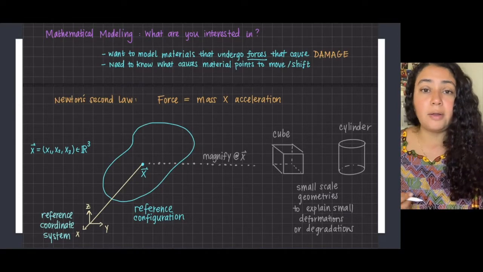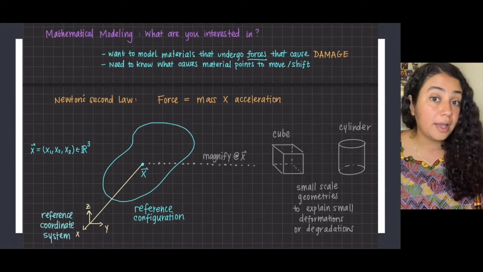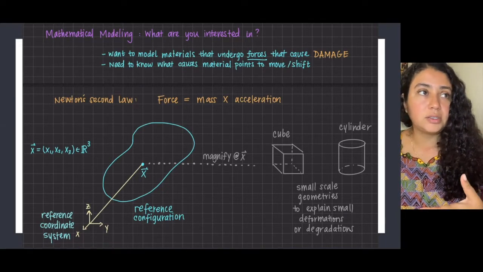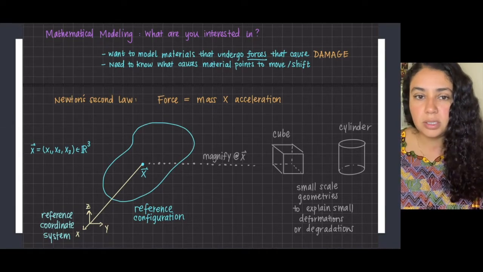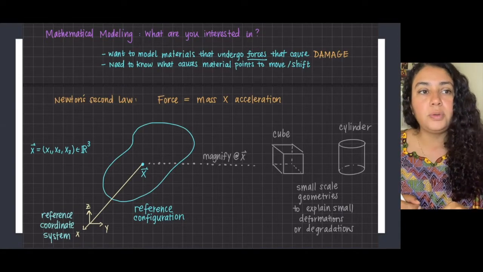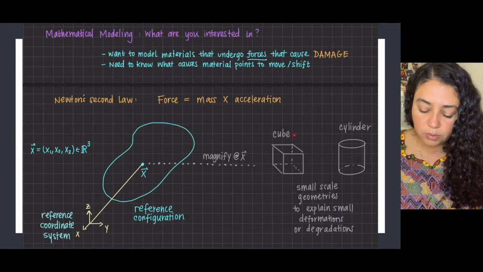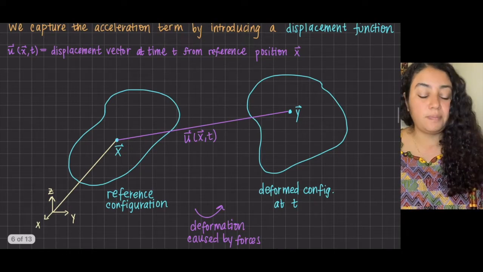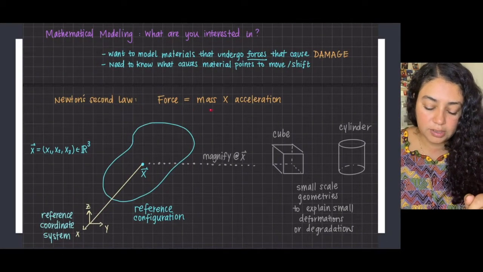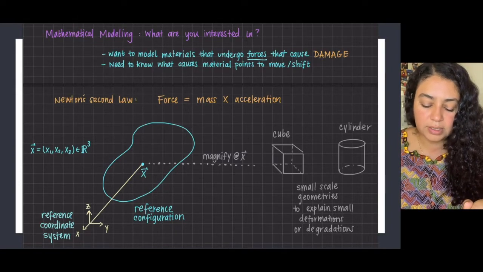What causes those material points to move away and cause damage? Now, there's a number of ways to do this, but you might imagine that each of those material points takes on a certain geometry. Small scale geometries like cubes, cylinders, spheres, something that will help you explain small deformations or degradations. In the classical case, we will use a cube. So, going back quickly, force is equal to mass times acceleration. I have to figure out what are my forces, what's my mass, what's my acceleration.